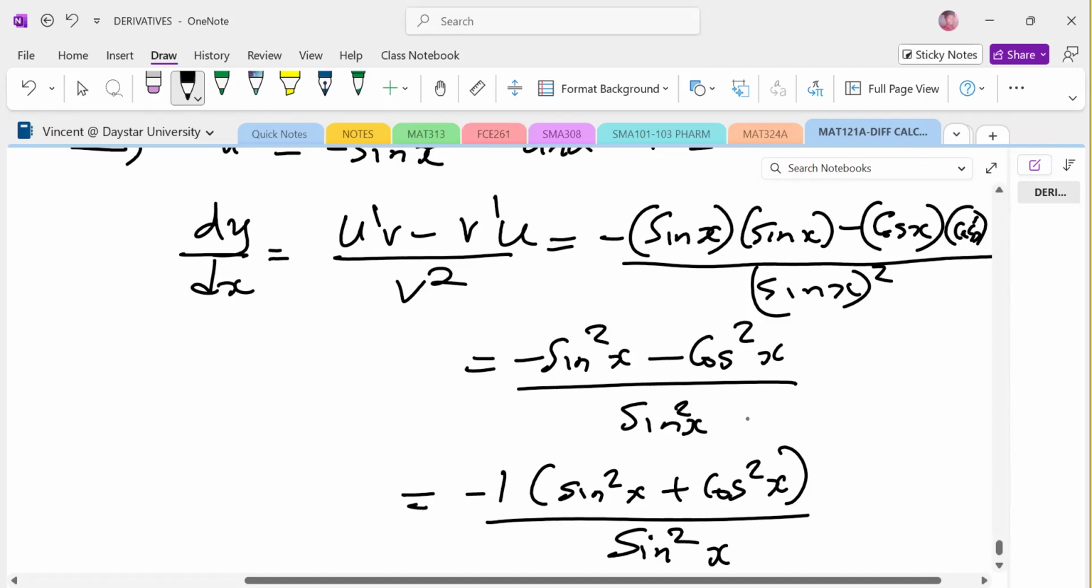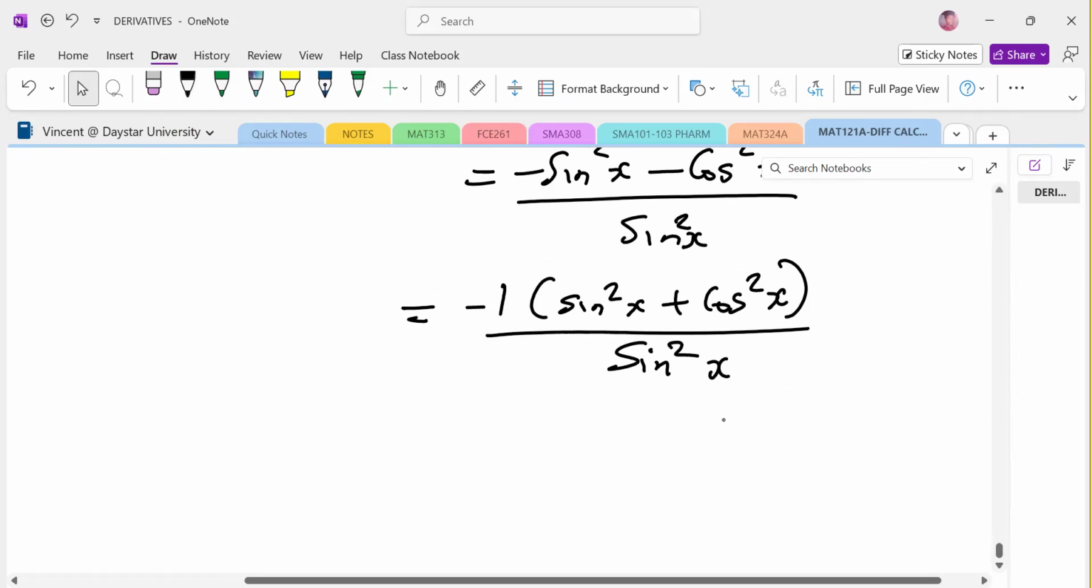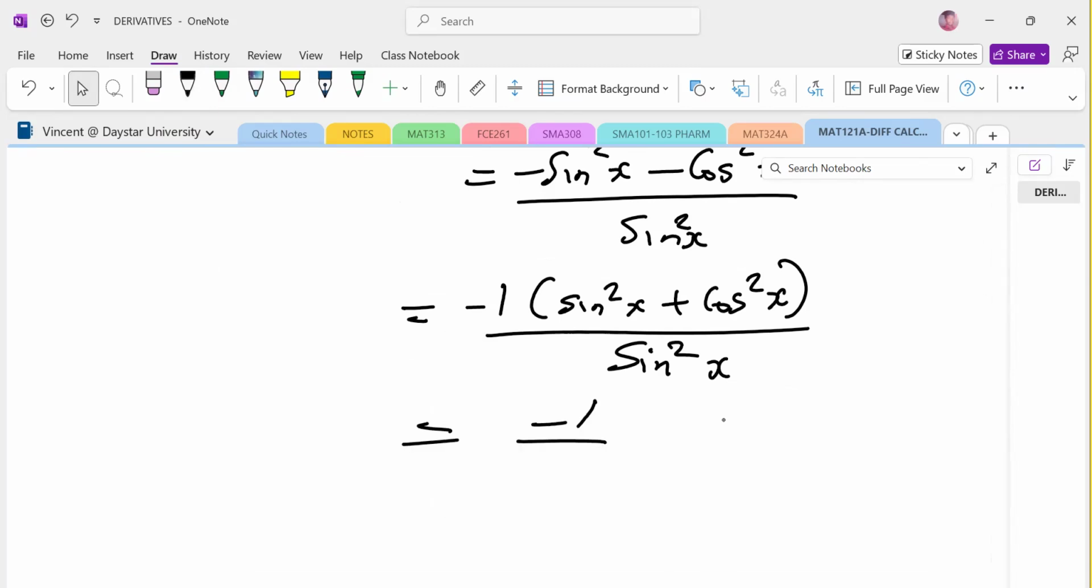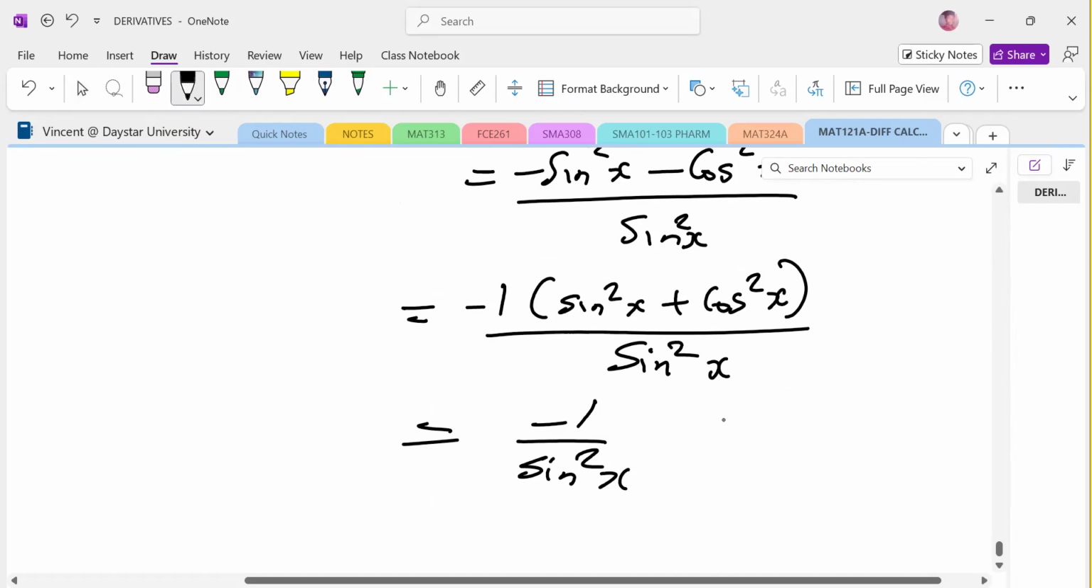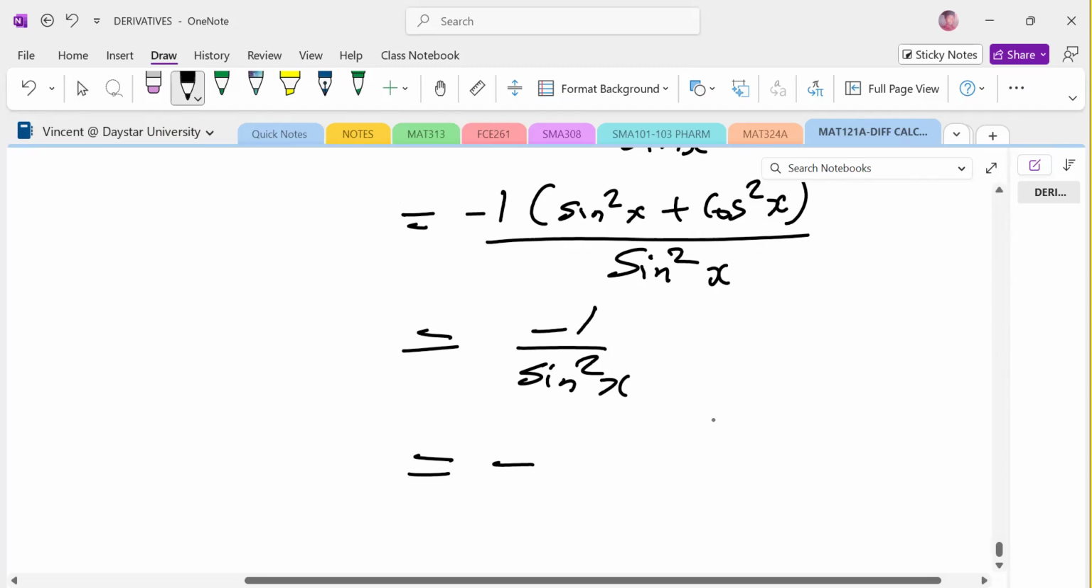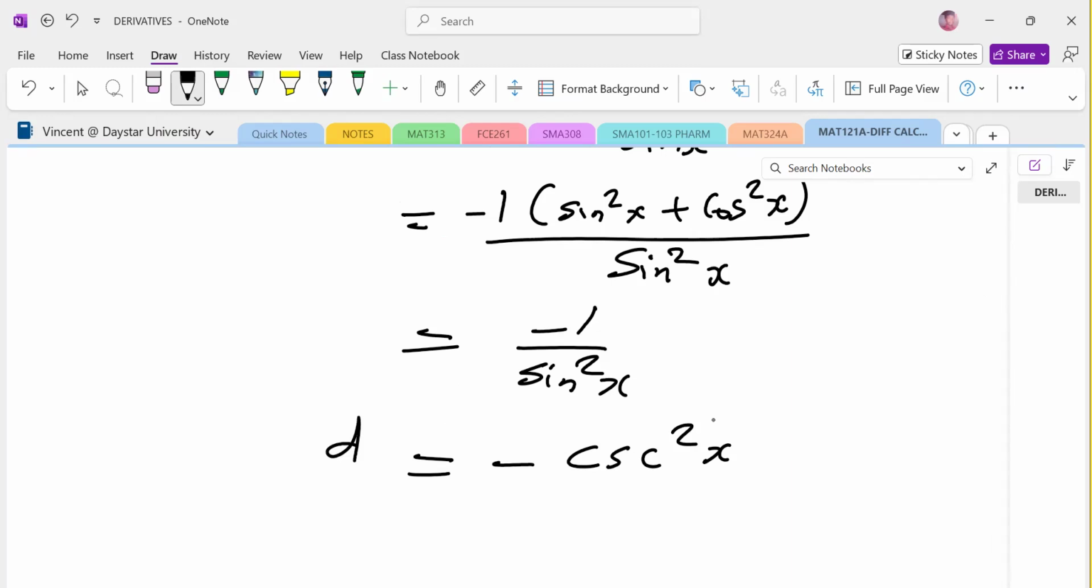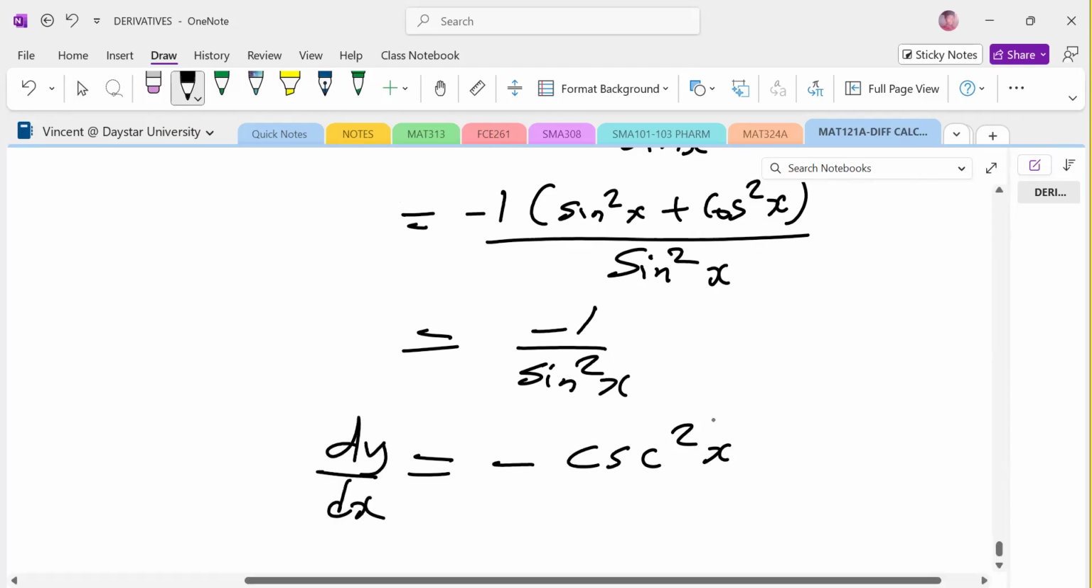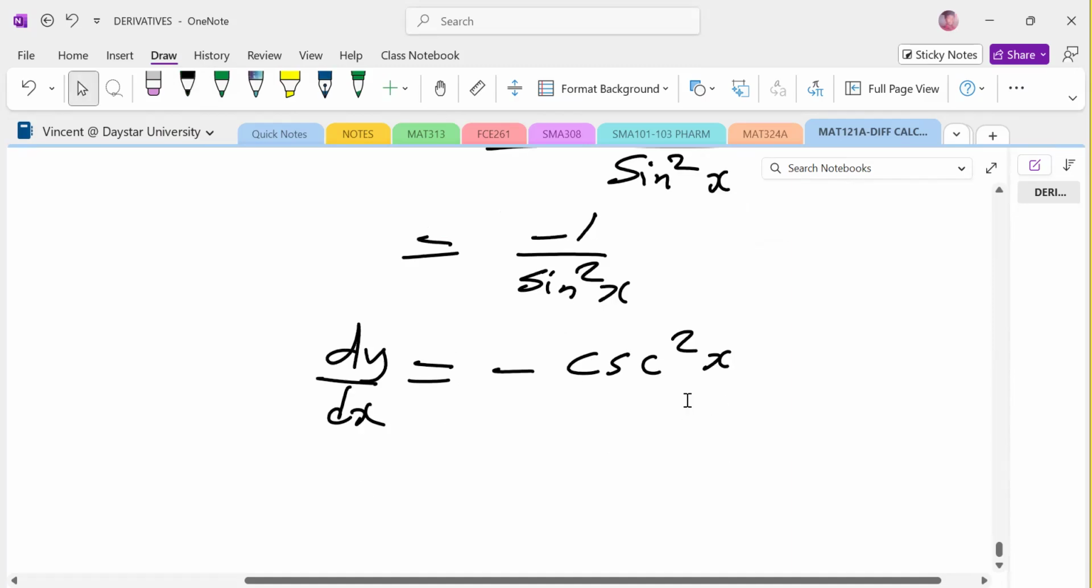Then sin squared x plus cos squared x is 1. So 1 times minus 1, minus 1. So I'll have minus 1 over sin squared x. But then what is the 1 over sin? Cosec. So therefore this will be negative cosec squared x. So this will be dy dx. So in general, when you differentiate a cot function, you get a negative cosec squared function.